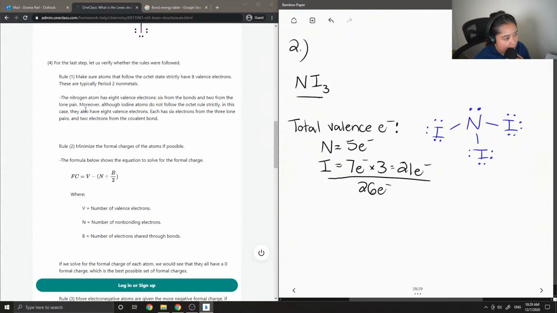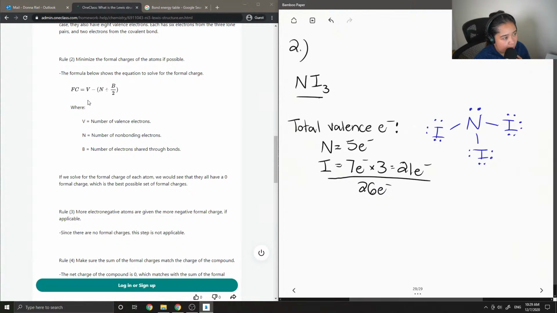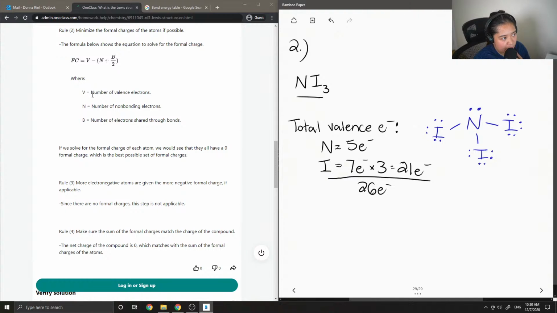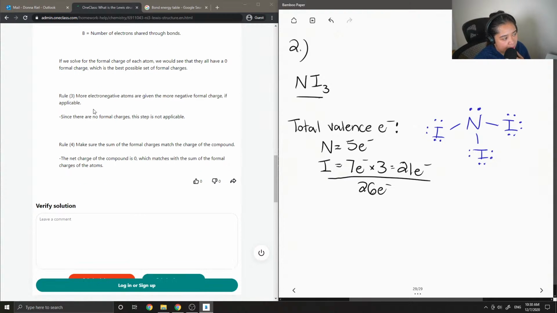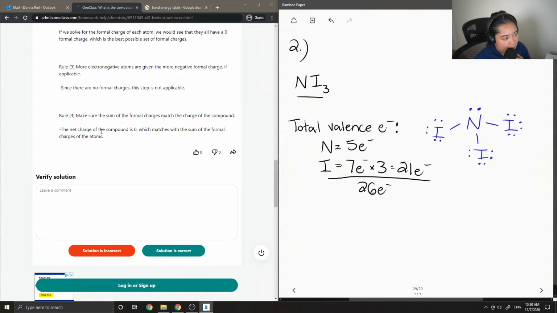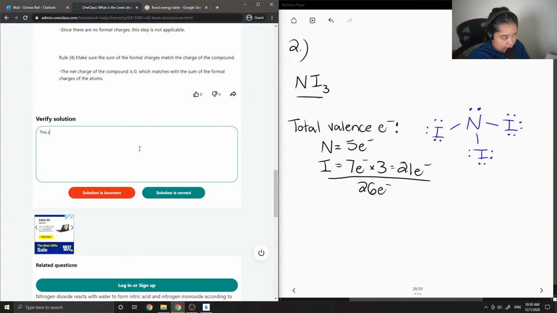Okay, so they made sure of that. And they also showed the formula for formal charge. So all of the atoms had a formal charge of 0, so that was good. If we solve for the formal charge of each atom, we would see that they all have a 0 formal charge. Rule 3, more electronegative atoms are given the more negative formal charge, so that is not applicable in our case. And the net charge of our compound is 0, which matches the sum of the formal charge of the atoms. Yep, so the solution is correct.